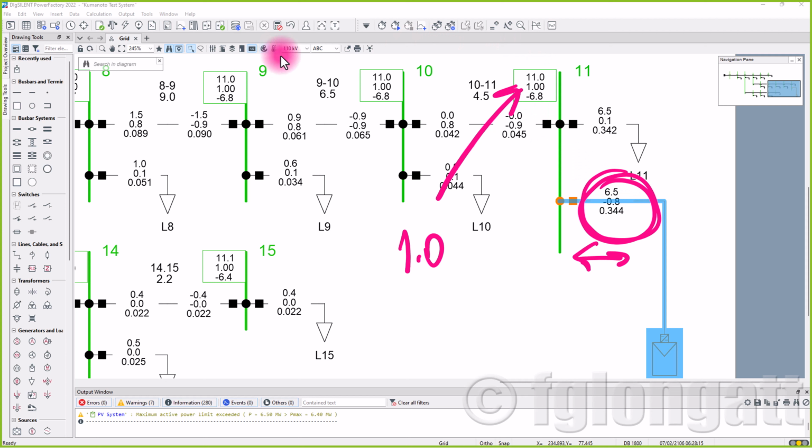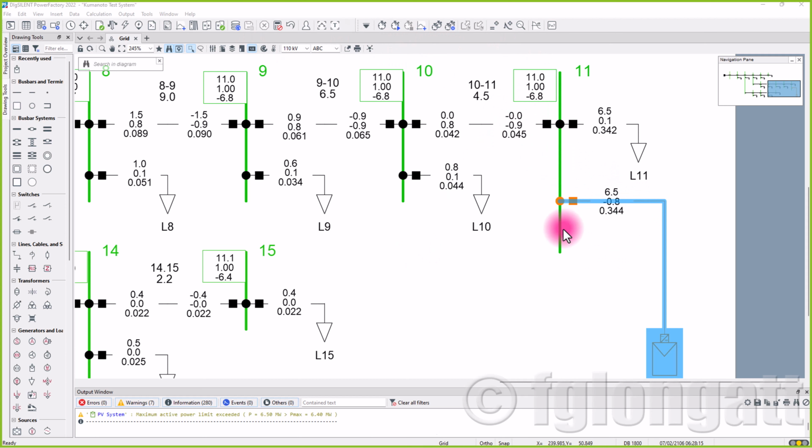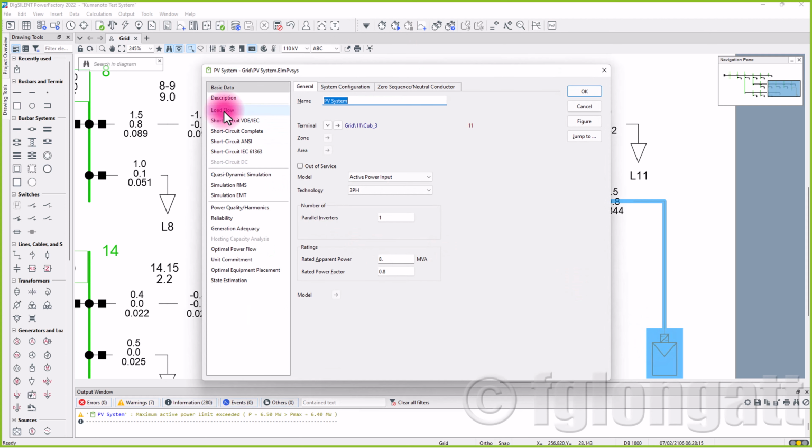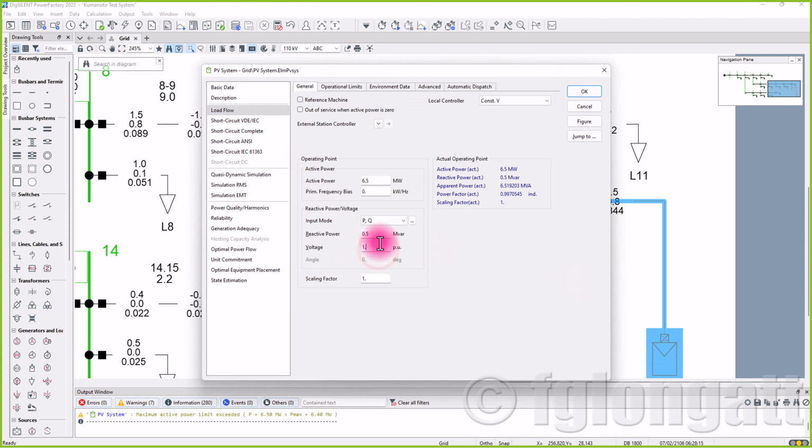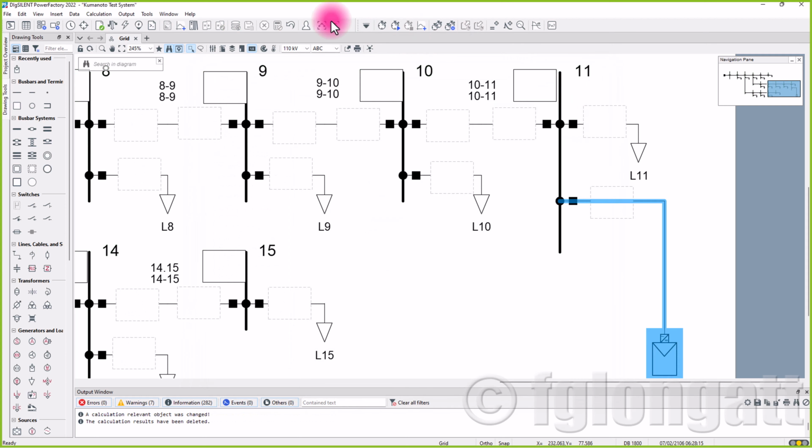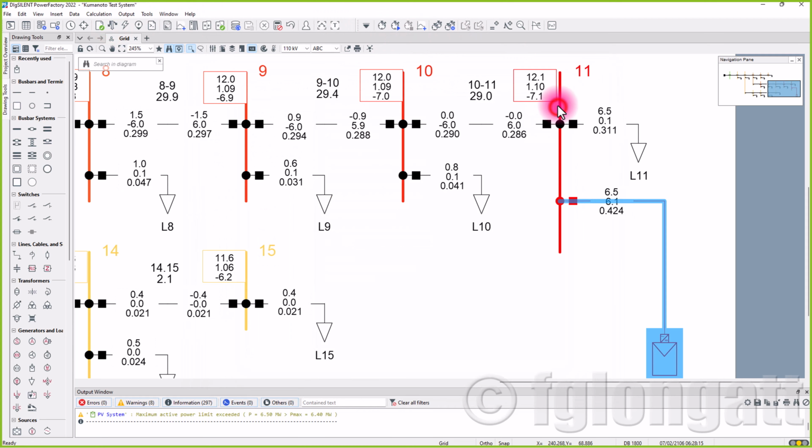Let me do the following. Let me put that voltage at 1.1. Now I will run the load flow. Look over here. This is 1.1. But to get that voltage, look over here, you need 6.1 MVAr. Wow, you need 6.1 MVAr.